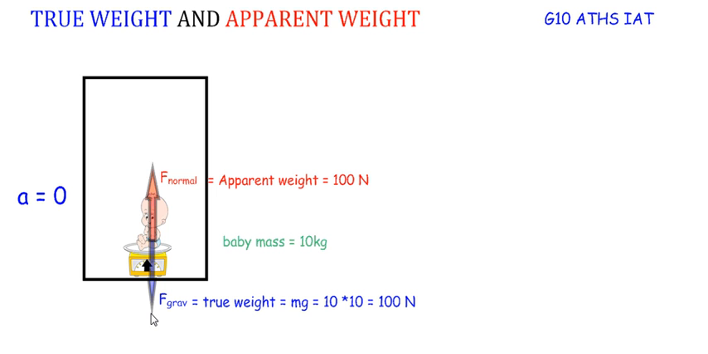The gravitational force will be 100 newtons, and that doesn't matter if the lift were accelerating upwards or not, or stationary, or accelerating downwards. Gravitational force will always be 100 newtons. That will always be the true weight.